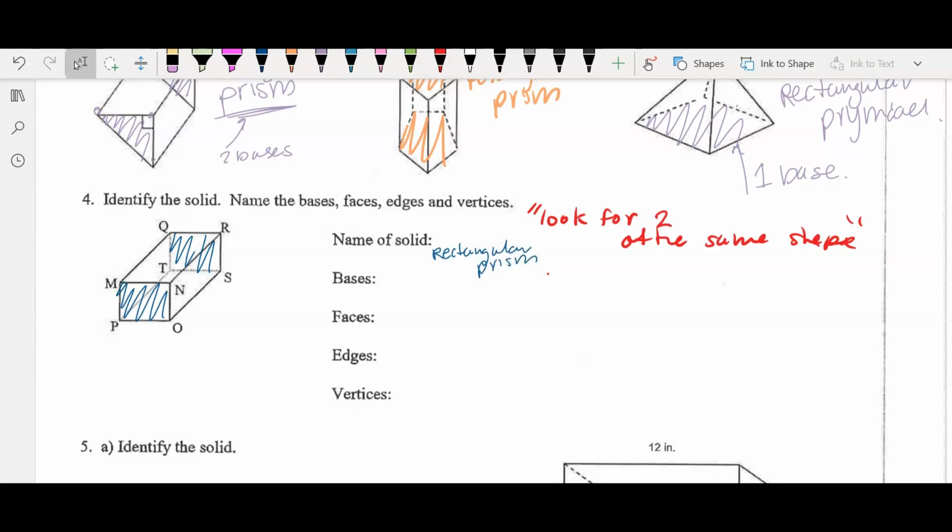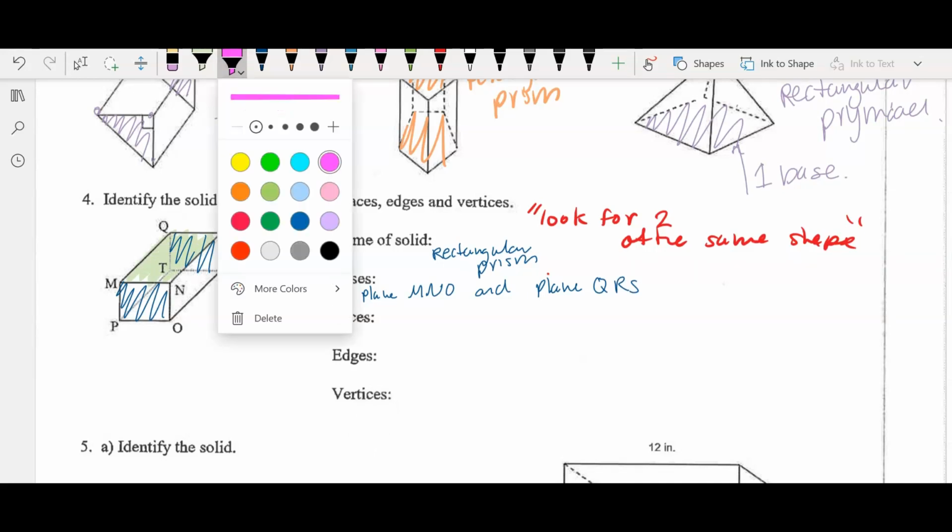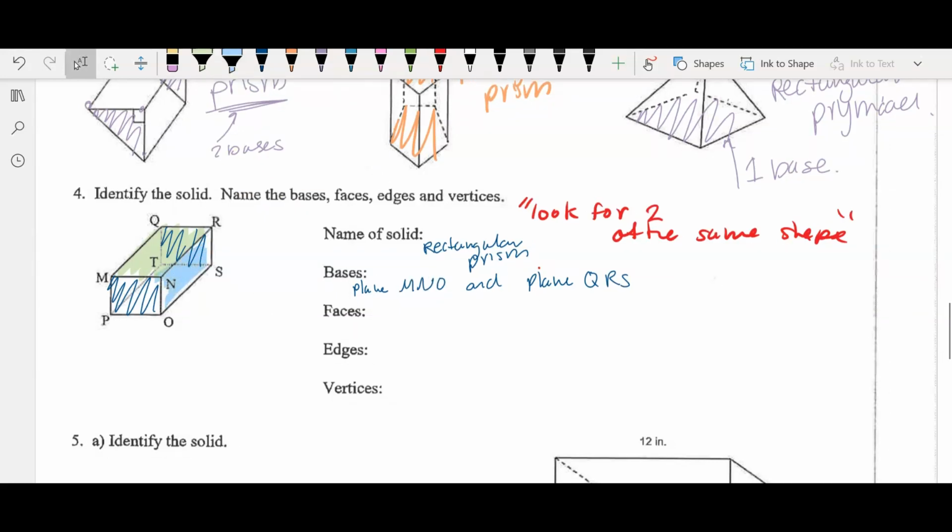Then the bases, of course, are what I highlighted, so it's the plane MNO and the plane QRS. Remember, you have to have three letters when you're naming a plane. Then we have the faces. So the faces, we have this top one. We also have the side, you could also say. So there's actually four faces, a total of four faces.